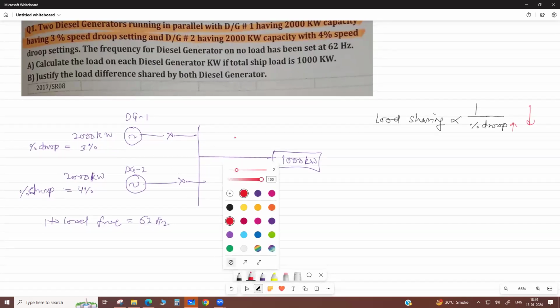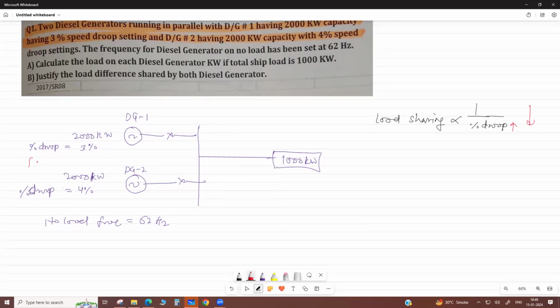So here the percentage droop, the frequency drop at full capacity. Then what is it? 3% means 0.03 of 62 hertz. Here it is 0.04 of 62. It comes to 1.86 for the first and 2.48 for the second. Okay, drop.